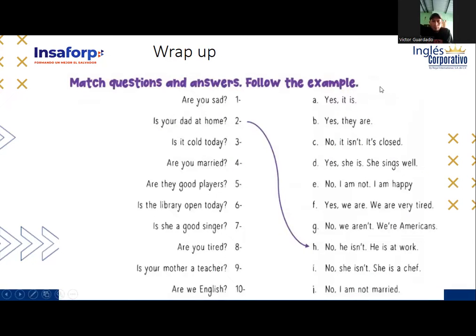And now here you have to tell me to find the correct answer. For example, is your dad at home? ¿Está tu papá en casa? No, he isn't. He is at work. So help me please to find the correct answer. Are you sad? ¿Cuál es la respuesta?